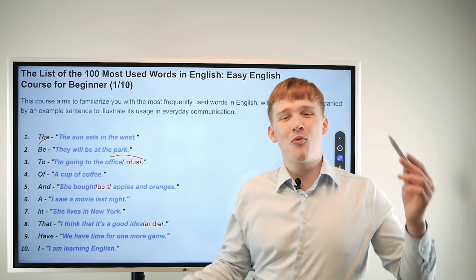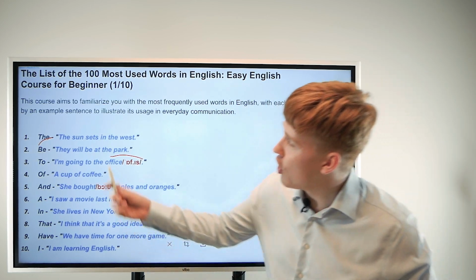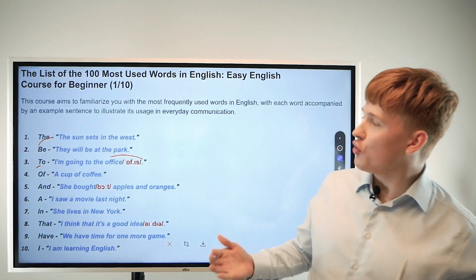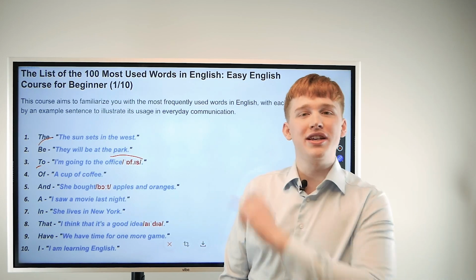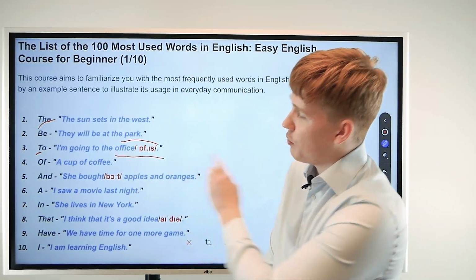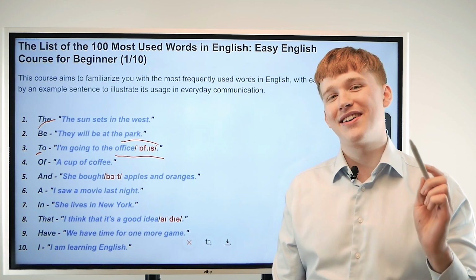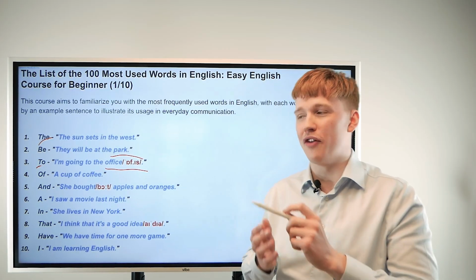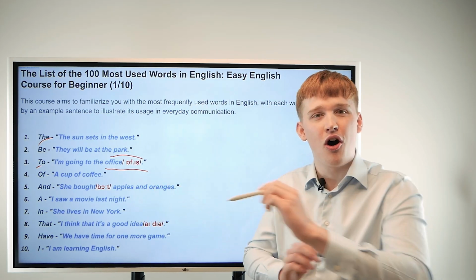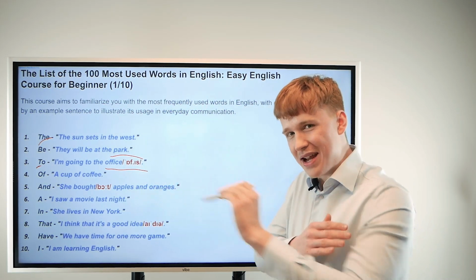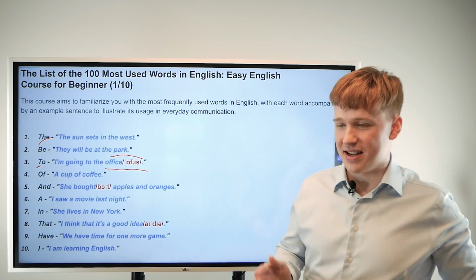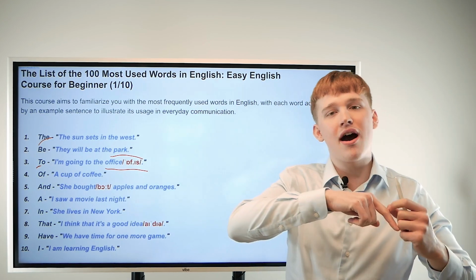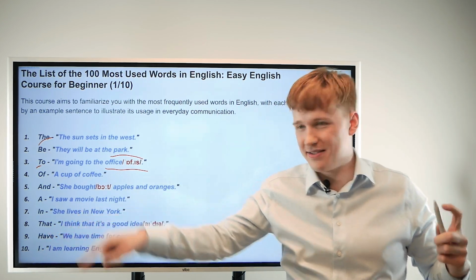Perfect. So next up, we are going to be talking about the word "to." So, "I'm going to the office." Try and say that word with me. The office. Office? Perfect. Good job. So I'm going to the office. I'm going in the direction of. I'm heading to, straight to there. So yes, it means that I'm going from where I am to that place, you see?